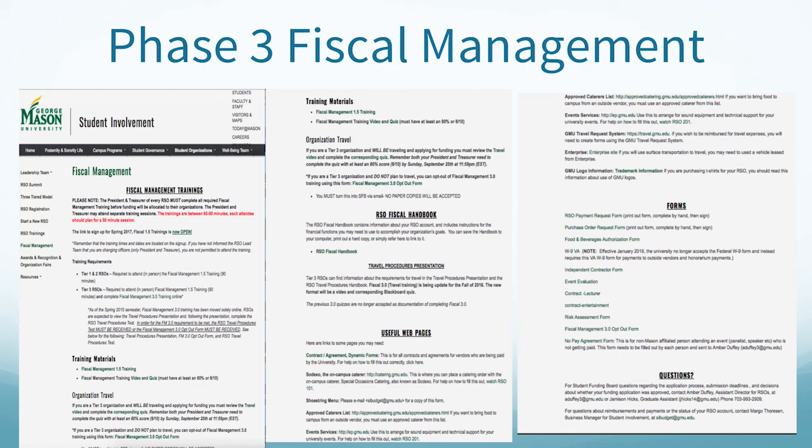After Phase 1 is Phase 2. In Phase 2, the president and treasurer of each organization must watch the training videos online, like the one you're watching now, and then take the corresponding quiz before the deadline. Phase 3 are the fiscal trainings.